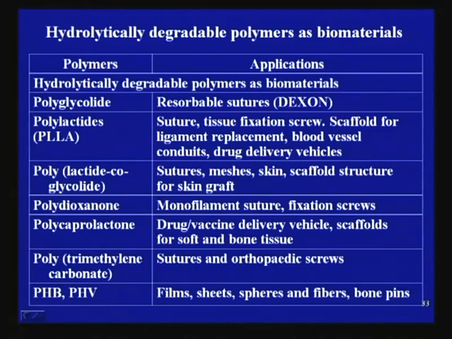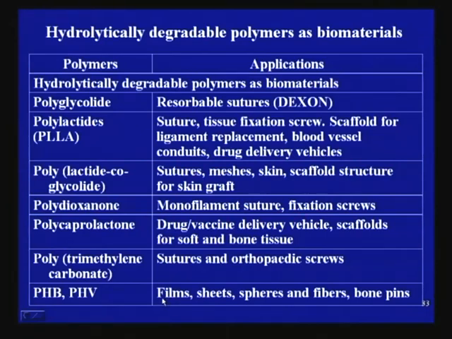Polycaprolactone is a good biomedical polymer, although it is a little expensive. This is used in drug delivery, vaccine delivery vehicles, and scaffolds for soft and bone tissues. Polytrimethylene carbonate for sutures and orthopedic screws. Polyhydroxybutyrate, polyhydroxyvalerate, and the copolymer of polyhydroxybutyrate and polyhydroxyvalerate. These are bacterial polyesters, synthesized by bacteria.